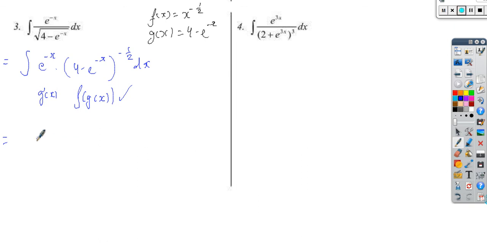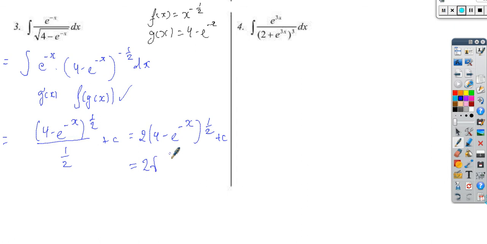So I end up with 4 minus e to the power of minus x, add 1 to the power, that's a half, and divide by the new power, like this, add my constant. We'll want to rewrite this: dividing by a half is the same as multiplying by 2, 2 times 4 minus e to the power of minus x to the power of a half. I suppose I can rewrite this as a square root if I wanted to, plus c. So let's do that, 2 square root of 4 minus e to the power of minus x, because I want to. Okay, plus c. Fine? Wonderful.